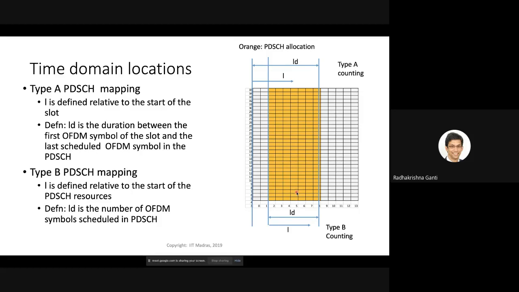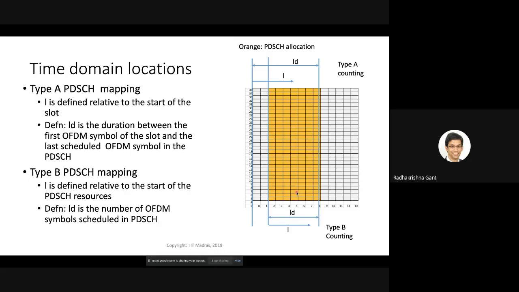Is this clear? Yes, sir. Okay. So essentially the main reason for the introduction of type B was preemptive scheduling. Essentially this is the notion of a mini slot. We'll come to this later. It all boils down to that particular thing, whereas type A was a more conventional LTE-based thing where everything was defined relative to the start of the slot.